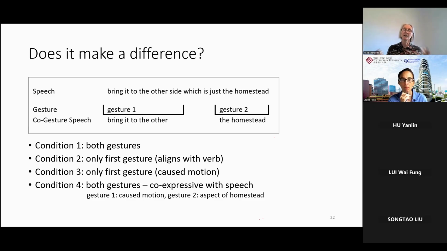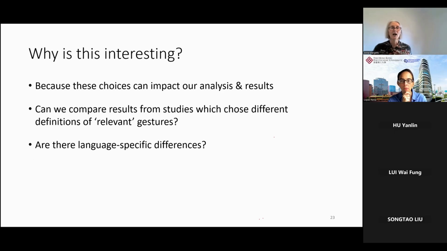And under condition 4, again, we would include both gestures because they're both gestures aligned with some element in speech that share the same type of meaning component. So this is an example. It makes a difference how many and which gestures are included. Why is this interesting?